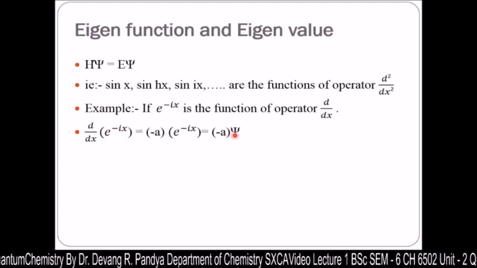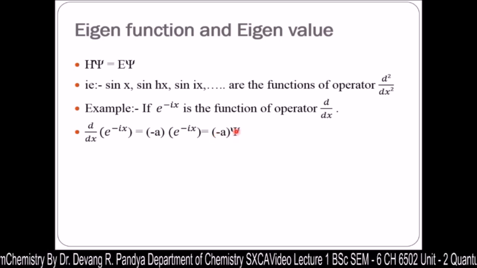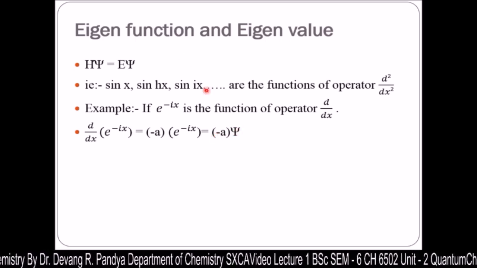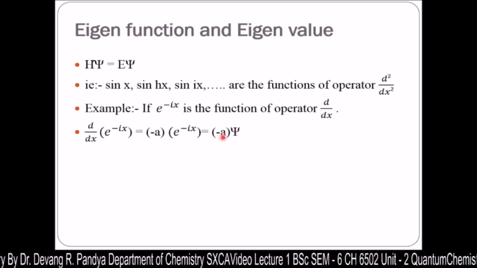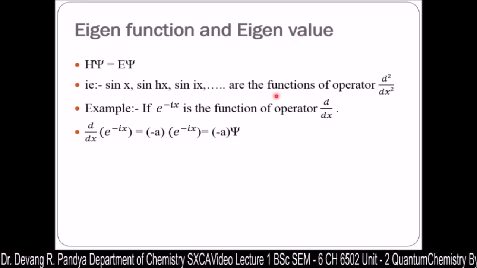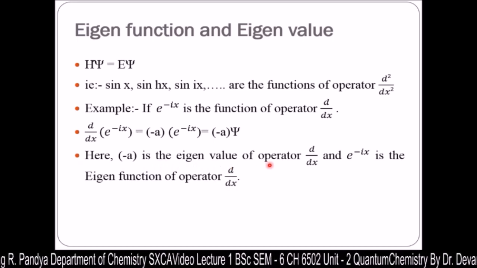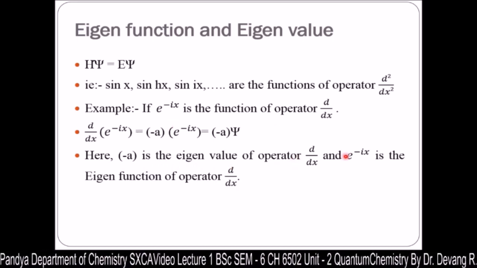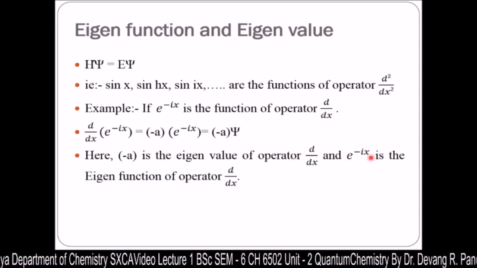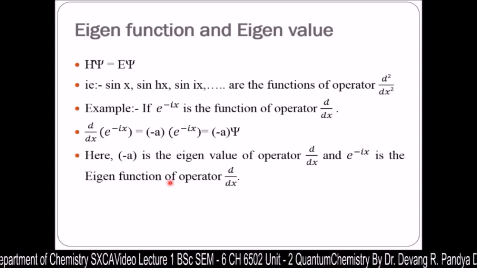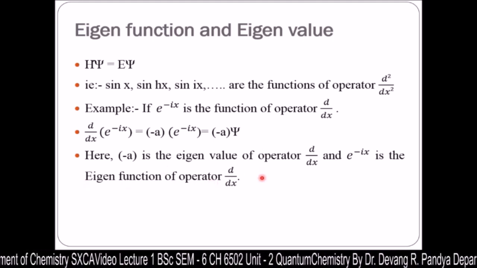We get the same function with the constant value. That same function is known as the eigenfunction and the constant value is known as the eigenvalue. Here minus a is the eigenvalue of operator d by dx, and exponential minus ix is the eigenfunction of operator d by dx.